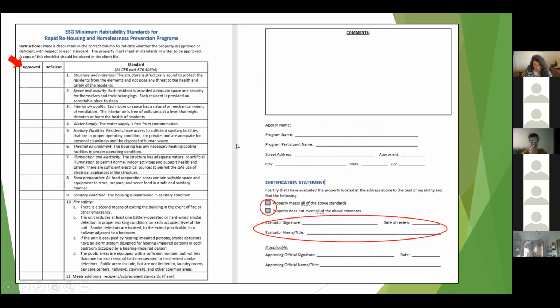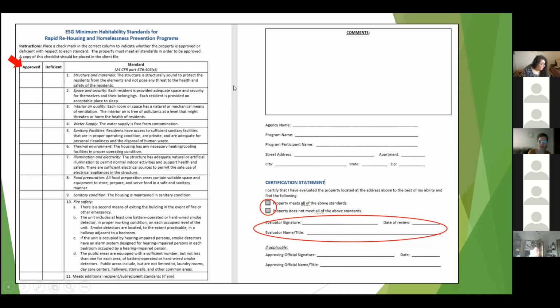And I know there's some agencies that do the HQS inspection in place of this, and technically that's not allowed. So for regular ESG, in almost all cases, the HQS is more restrictive, so it's a better inspection, but there's one piece of it that's less. So the HUD guidance that has come out is that any ESG funded program does have to use this specific form.